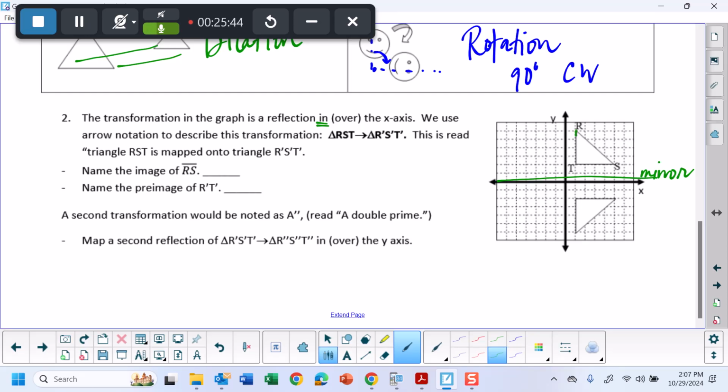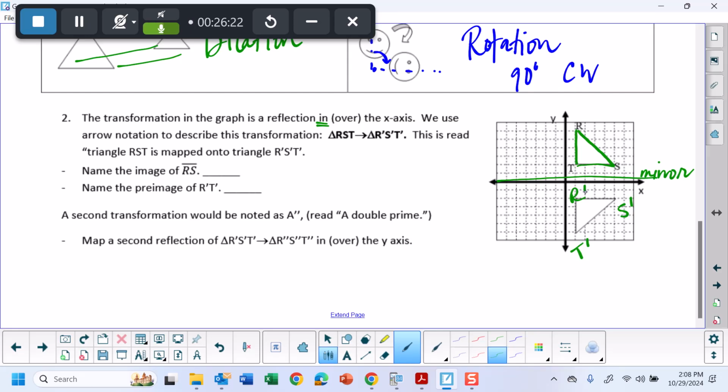We use arrow notation to describe this transformation. We can say that this triangle RST was going to be flipped and reflected over this axis. What we end up with is each matching coordinate using our prime notation. So S and S prime are corresponding, T and T prime are corresponding, and R and R prime are corresponding. So think back to the word corresponding from our parallel lines unit. That means in matching positions.